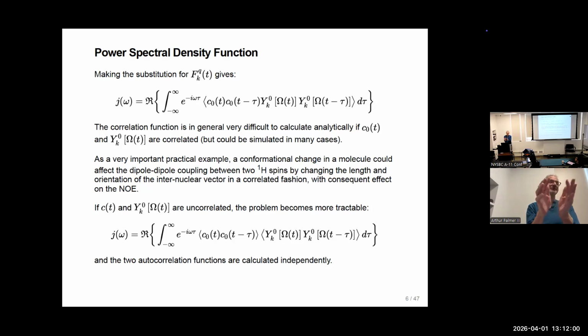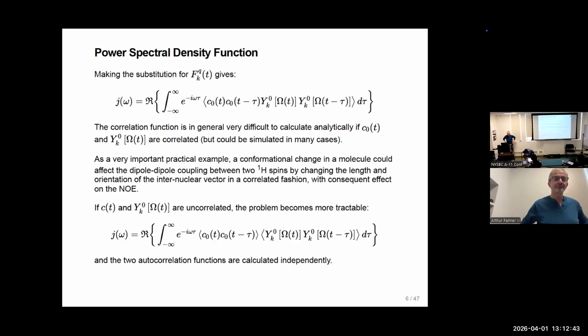Then, if we have two hydrogens, one in each part of the clamshell, when it opens and closes, both the orientation and the length of the vector connecting them is going to change. So both the C, which contains the distance for the dipole coupling, and the Y's that contain the orientation are going to be varying together, and that's going to be quite difficult to do a calculation of. So if one has to do that, that's almost always a computer calculation, not an analytic calculation.